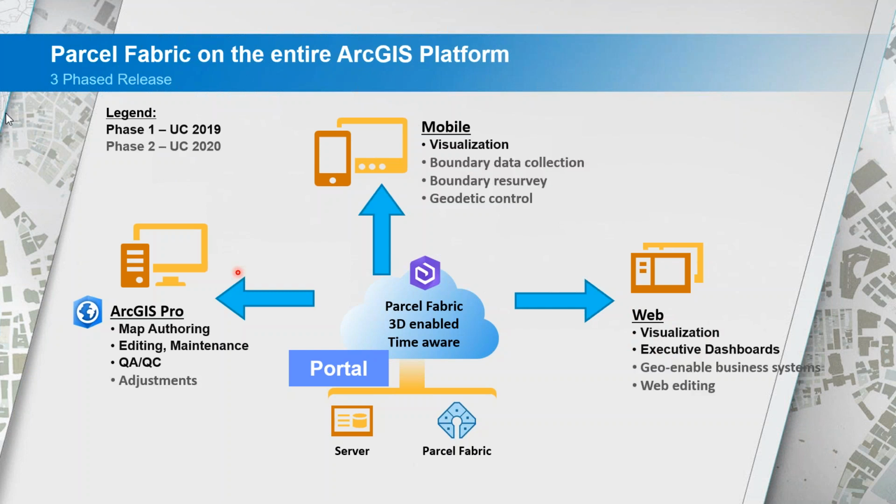Our second phase release, UC 2020, we'll be looking at bringing in the adjustment component into Pro, and then from our mobile clients, being able to do boundary data collection and have that edit against the parcel fabric itself, being able to possibly do boundary resurveys, and also updating control points from out in the field and having that immediately update the parcel fabric from a mobile client, as well as being able to geo-enable those business systems and perform edits from a web client. So that will be coming this time next year, UC 2020.